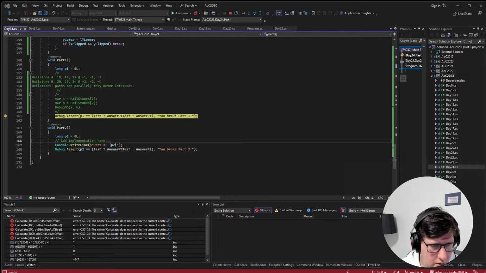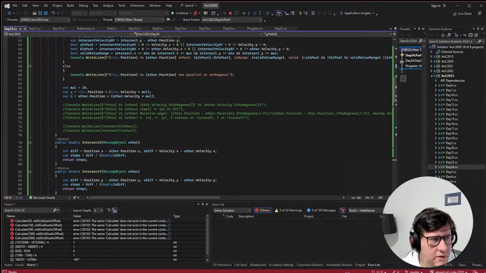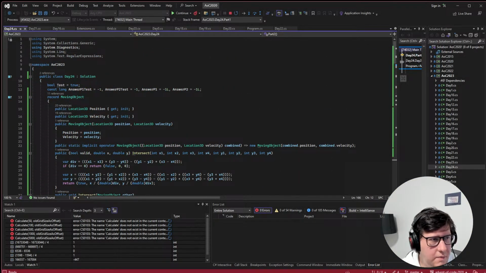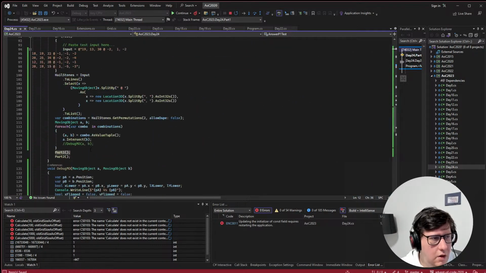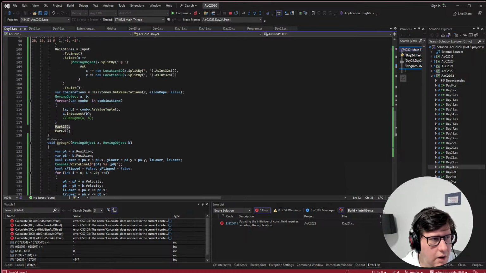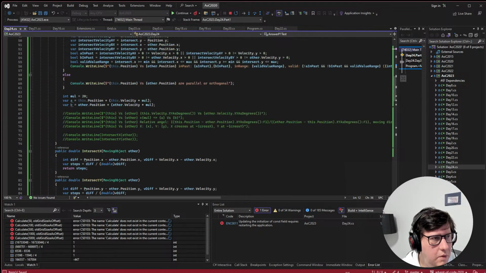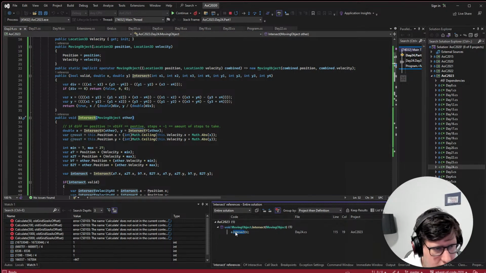Let's see. What was it actually asking us? So 2 hill suns path. Okay. How many of these intersections occur within the test area? Okay. So this one is answer P1 test is 2. Oh, and I do all of this where I shouldn't probably. Where is my logic here? Where do I call this?